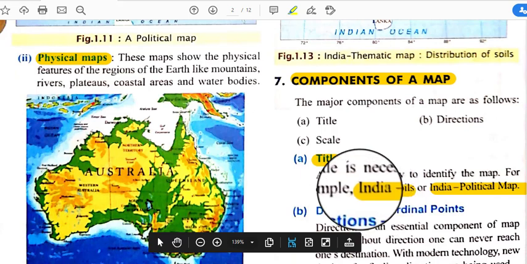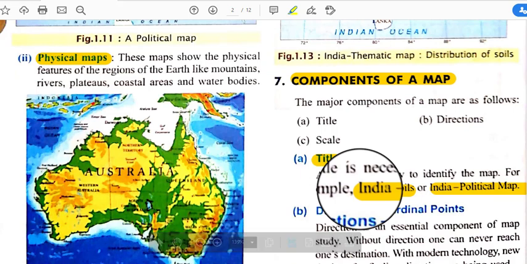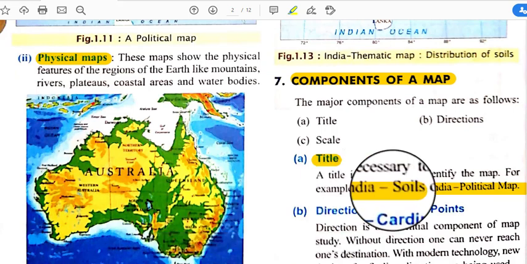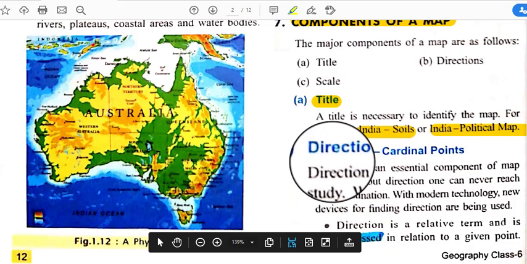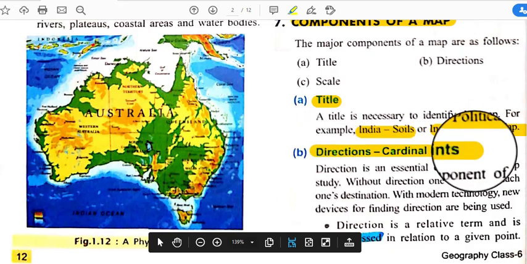Like a story, the story has a title, and from the title we can think about what the story will be. Like this, the title of a map also shows us the basic information regarding the map. The second one is directions, the cardinal points.